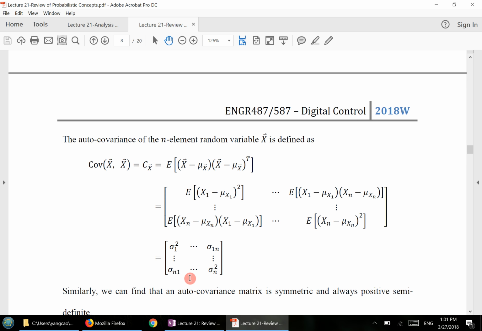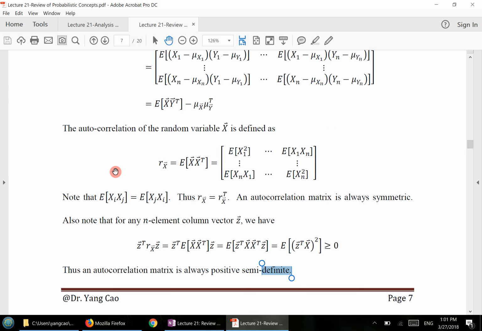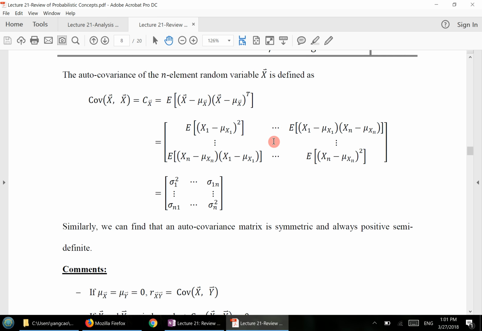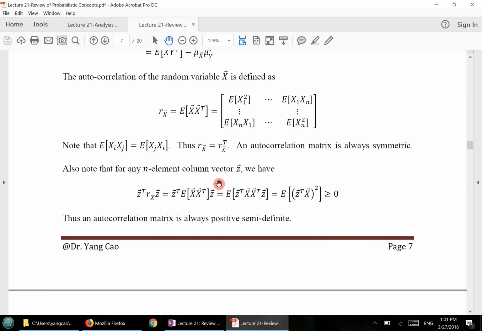Now, under certain scenarios, this autocovariance matrix and this autocorrelation matrix actually become the same thing. If you look at these two matrices, this is one here, and this is one over here.